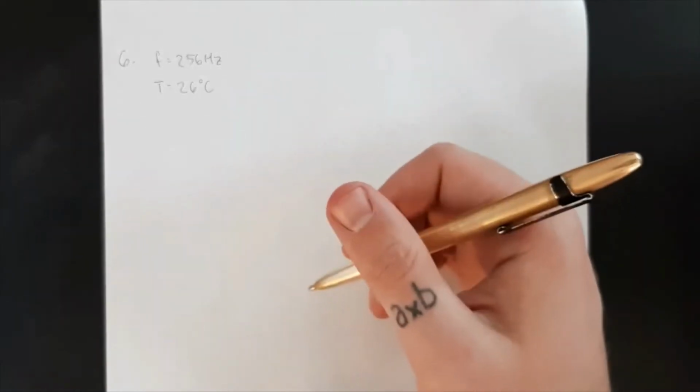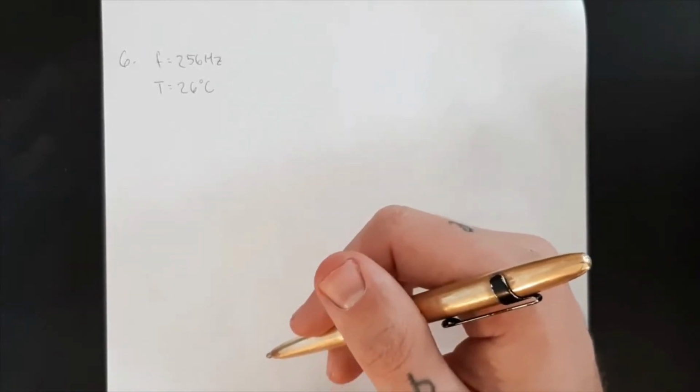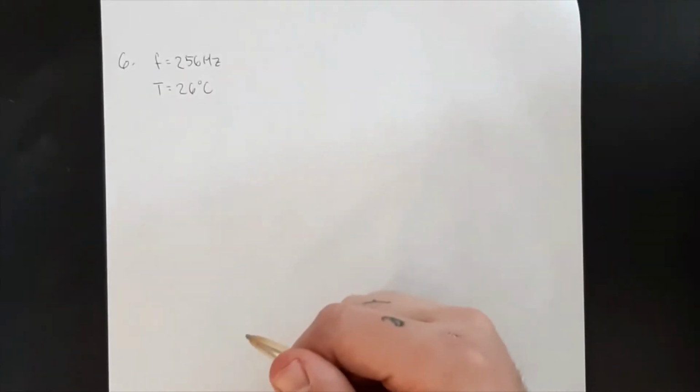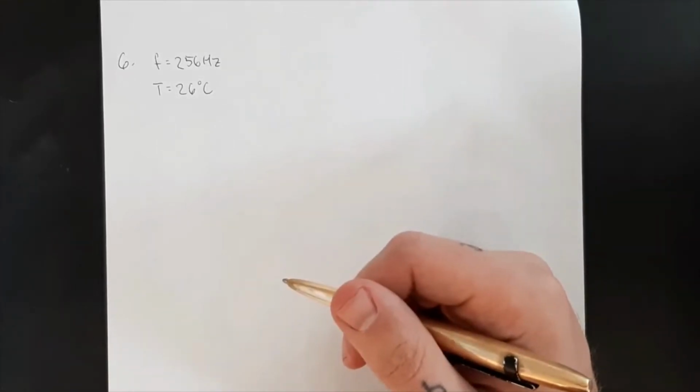All right, you don't want to use 343 when you've got a temperature, unless that temperature happens to be room temperature. Okay, so 20 degrees would be room temperature. So it's telling us we're at 26 degrees, and we're looking for the wavelength of the wave. Now on number 5, we actually did find out what speed corresponds to 26 degrees. Okay, but let's say that we didn't, so that we go through the entire process here.